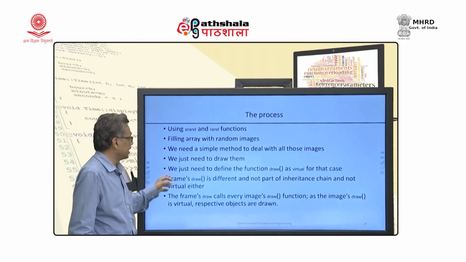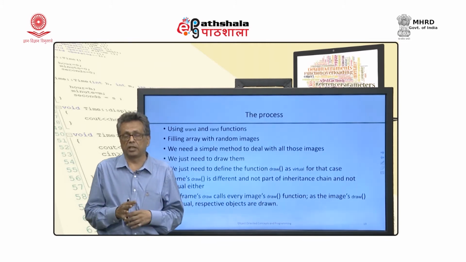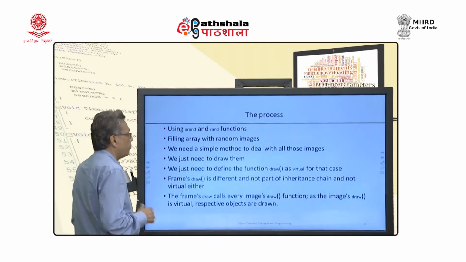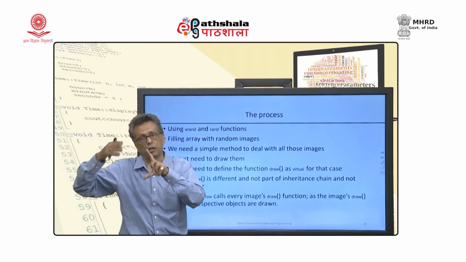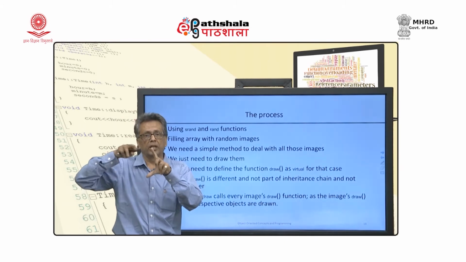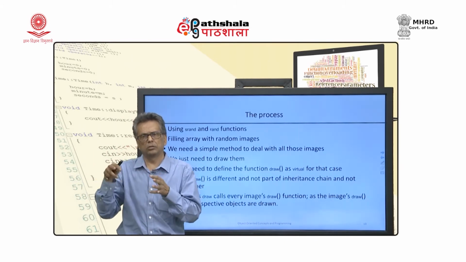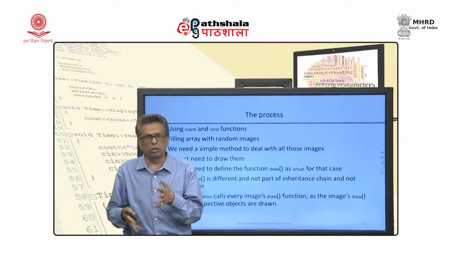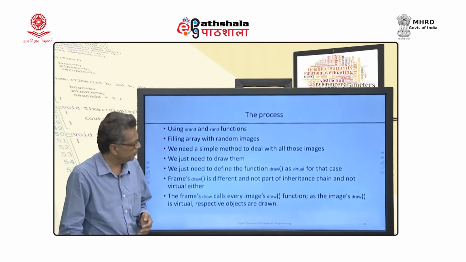Okay. And as I said, the frame's draw function is not part of the hierarchy, it is a member function of frame, it is not even virtual. And the frame's draw function calls every image in a loop, it calls a1 dot draw, a2 dot draw, a3, not dot, pointer to, all of them. Okay. So, it will call all those draw functions, those draw functions are virtual functions.